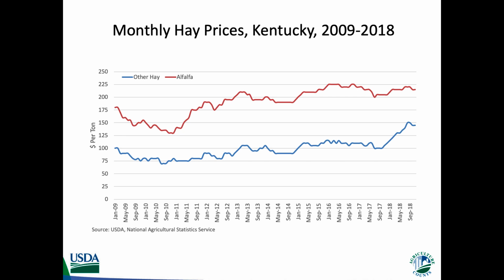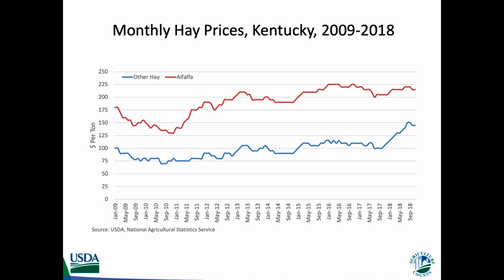And again, the red is the alfalfa prices, and the blue is the other hay prices. And so we're seeing some of that increase in the monthly average for both types of hay right now over the last several months. And this goes back again to 2009 by month. A good run up in other hay prices there, from about $100 a ton to as high as $150 a ton back in the mid to latter part of 18.